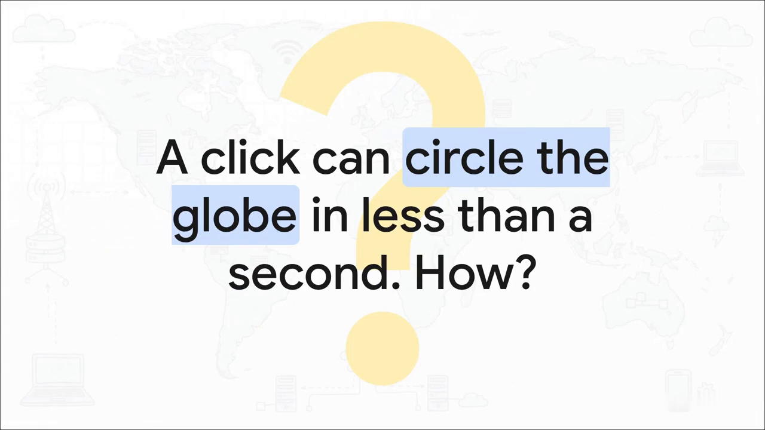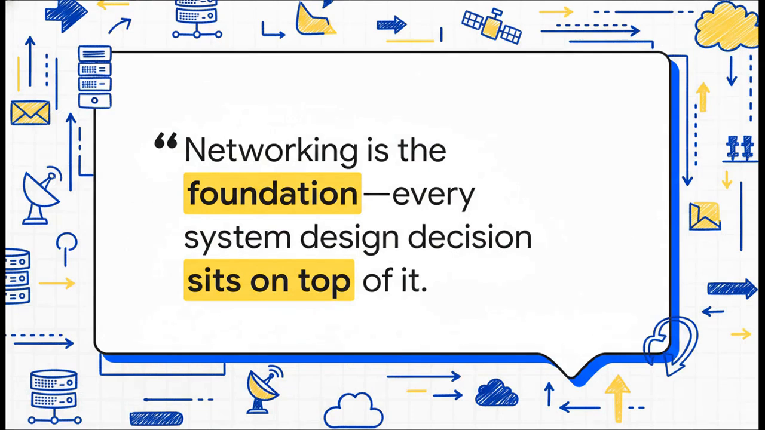A single click can send information literally circling the planet in the blink of an eye. So how on earth is that even possible? What are the invisible rules and highways that make our whole digital world work? Okay, let's dive in. And this is exactly why this stuff matters so much.